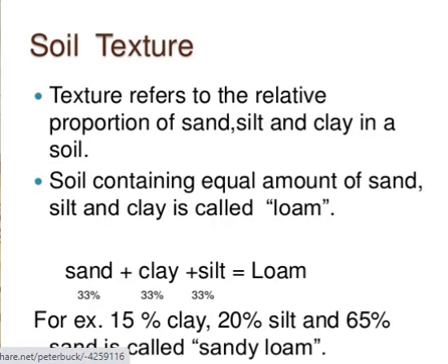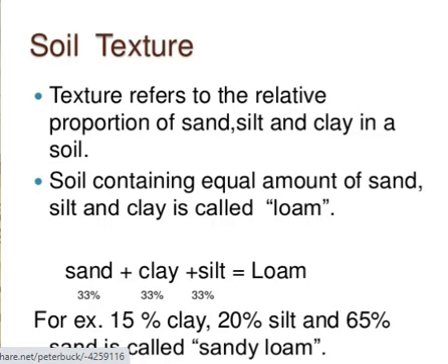Let us study in detail about these properties of soil, starting from soil texture. What do you mean by soil texture? Soil texture refers to the relative proportion of sand, silt, and clay in a soil. This sand, silt, and clay are known as soil particles, or soil separates.